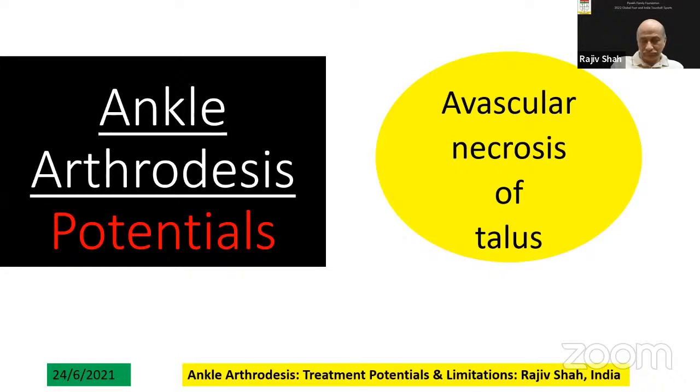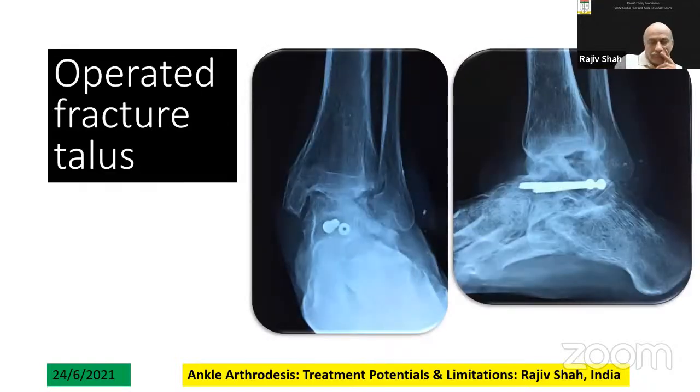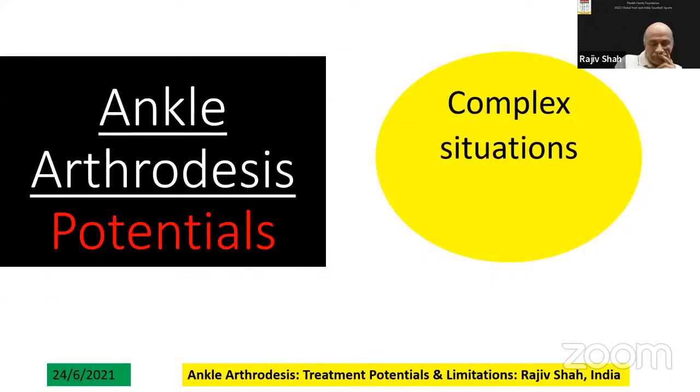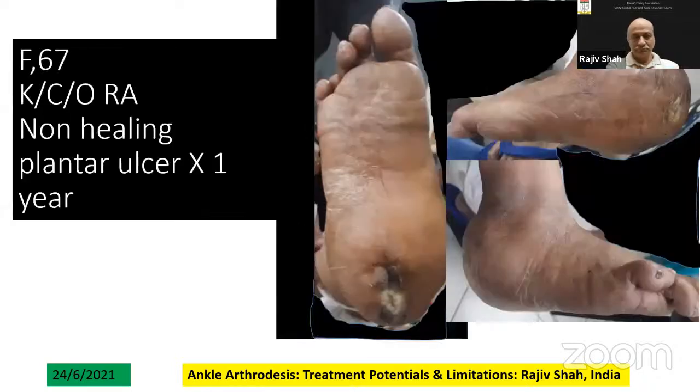Another potential of ankle arthrodesis is for avascular necrosis of the talus. Such cases would require ankle fusion, then ankle replacement. Look at this post-talar fracture, AVN plus arthritis with a stainless steel implant, which had to be treated with a transfibular approach, ankle fusion. Certain complex situations are amenable to only ankle arthrodesis. Let me show you cases of some complex situations.